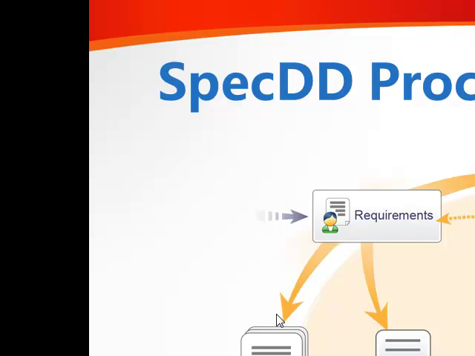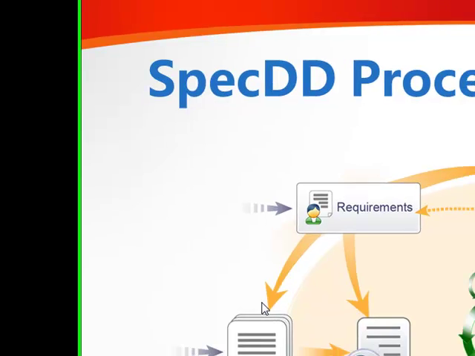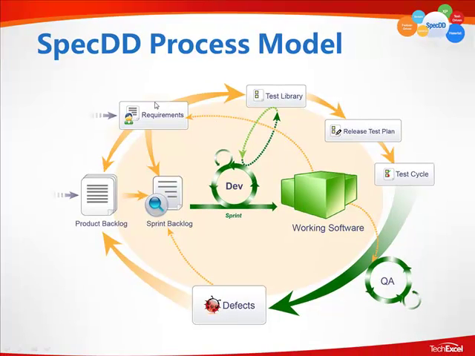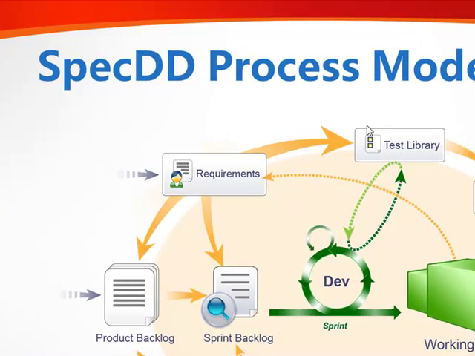In SpecDD, however, we create abstracts from these requirements. The original requirement is maintained and kept in its requirement space. And from that requirement, we create an abstract, an artifact, an object that is consumed through the sprint to create the working software. The purpose of this is this arrow you see coming out of the working software back to the requirements.